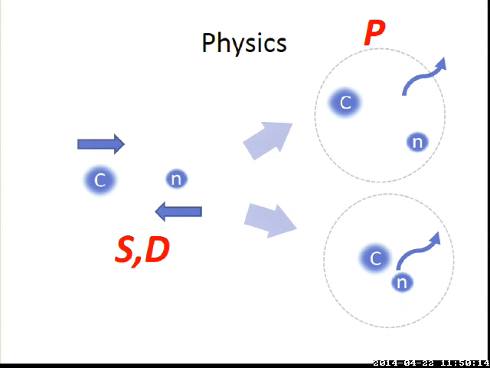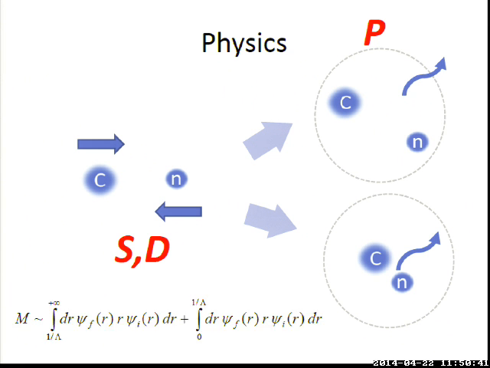The other scenario is that this transition happens at a very short distance. The reason I want to split them is that from the EFT point of view, this one dominates over this one. That's basically the power counting of the EFT, because you have a large radius, or a very large nucleus.